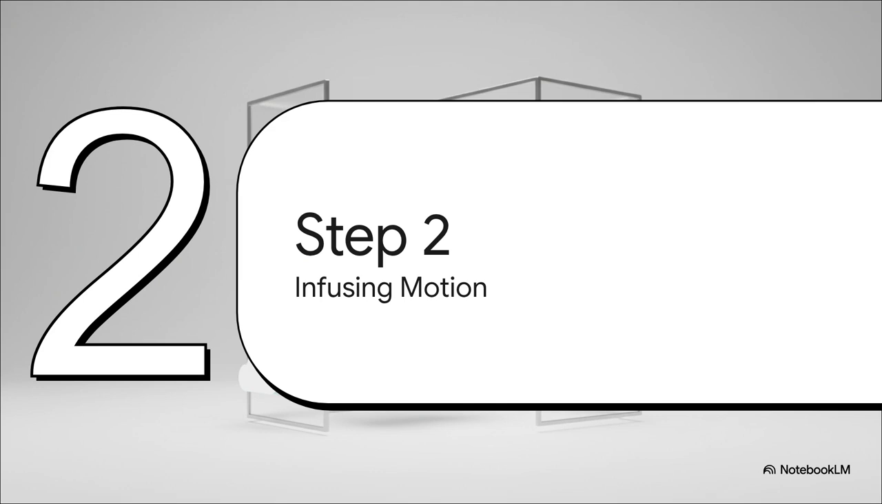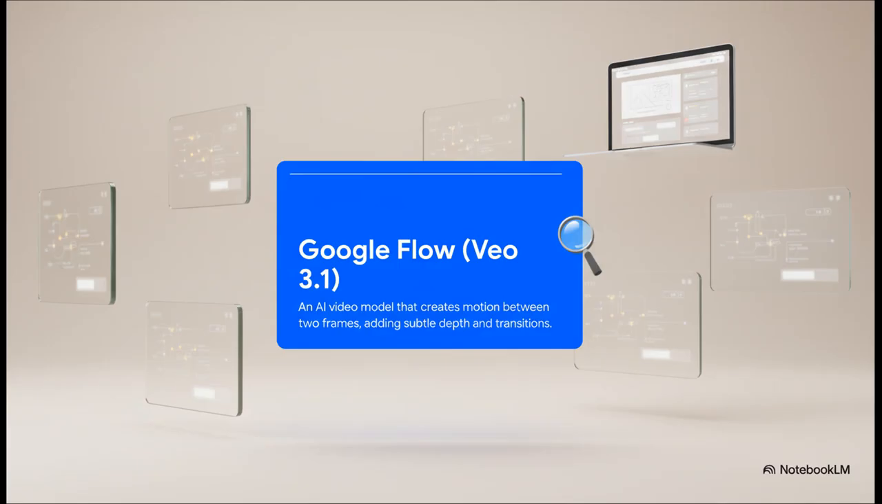All right, with our static start and end frames ready to go, it is time to bring them to life. Because great design isn't just about how something looks, it's about how it moves. This is where our website starts to get that really smooth, modern, premium feel. For this part, we turn to a tool like Google Flow. The idea is an AI video model that takes our start and end frames and then intelligently generates the video that connects them. This is what creates that subtle depth, that movement, and those transitions that make a design feel so dynamic and engaging, instead of just static and flat.